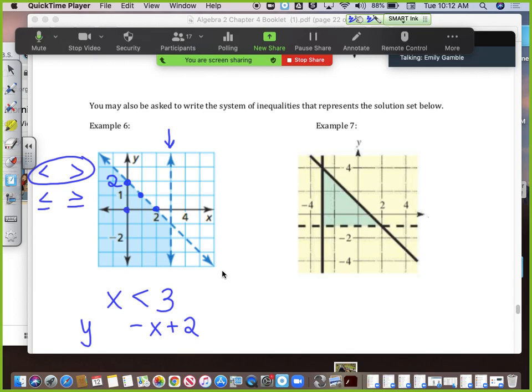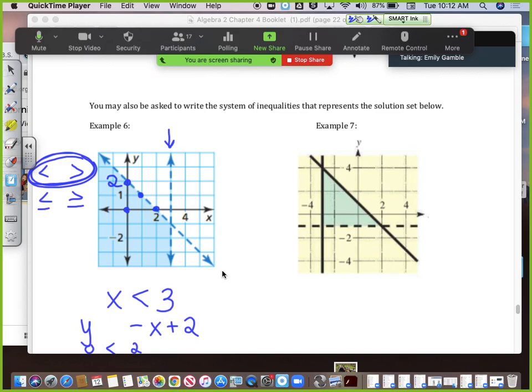I'm going to use (0, 0). (0, 0) is a part of the solution because it's in the shaded region. So when I replace 0 in for y and 0 in for x, this will say 0 is blank, negative 0 plus 2 is 2. And we want this to be a true statement. Out of these two options here, less than or greater than, the only one that would be a true statement is if I use a less than symbol, because 0 is less than 2.